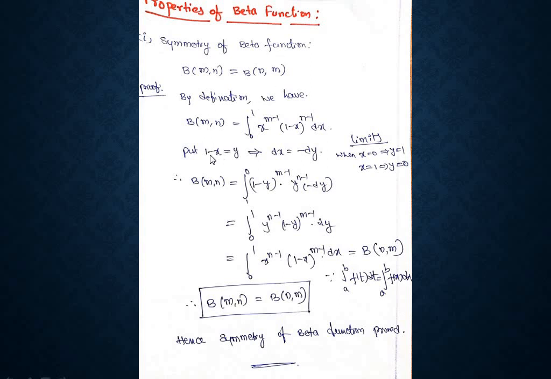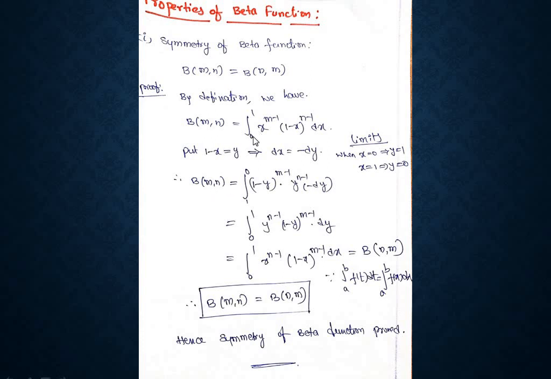So simply put 1 minus x is equal to y. This implies that, differentiating on both sides, dx is equal to minus dy. And here the limits also change: when x is equal to 0, then y will become 1, and when x is equal to 1, the upper limit, y is equal to 0. So therefore the x limits 0 to 1 will be changed into the y limits 1 to 0.